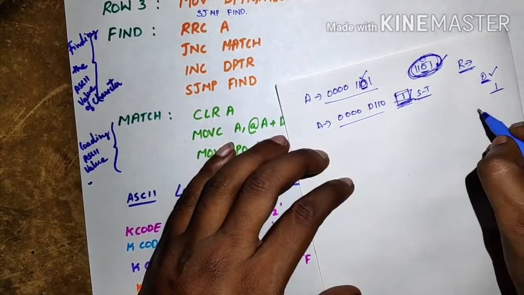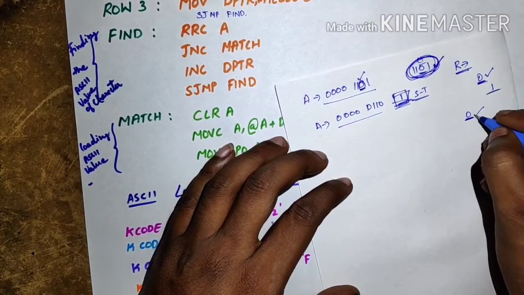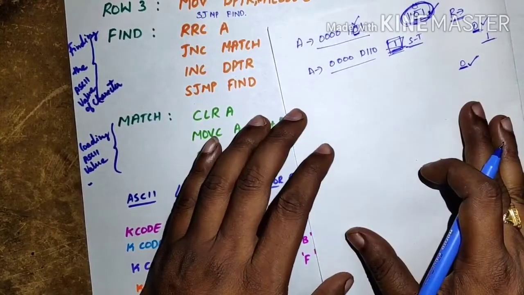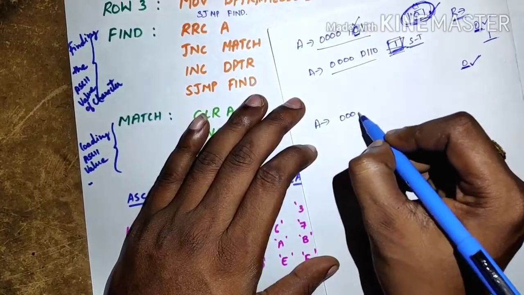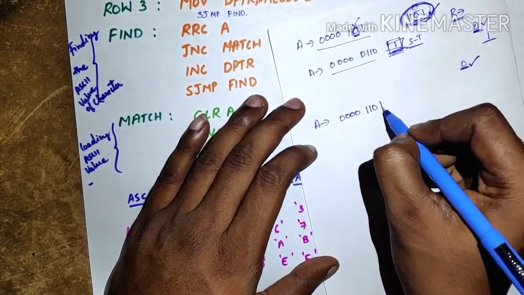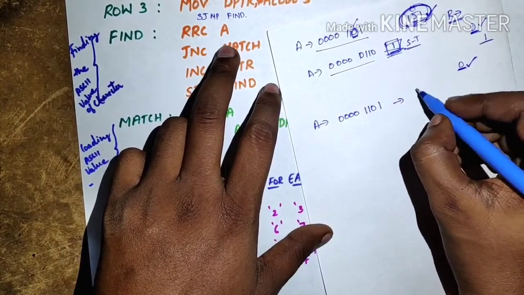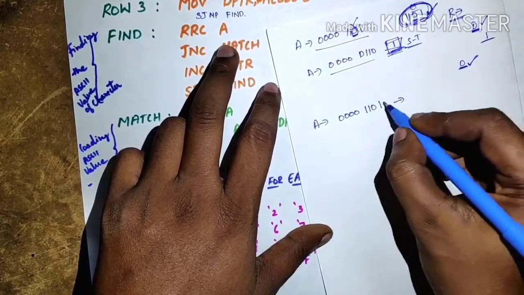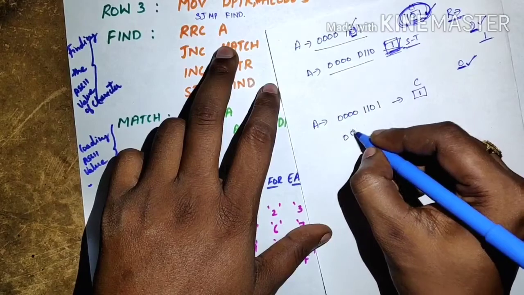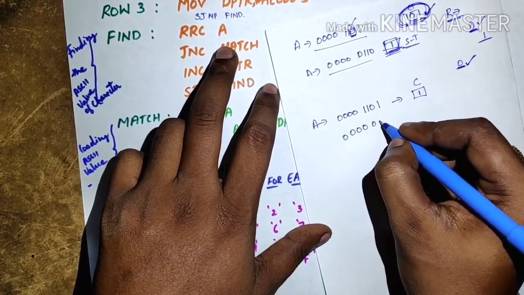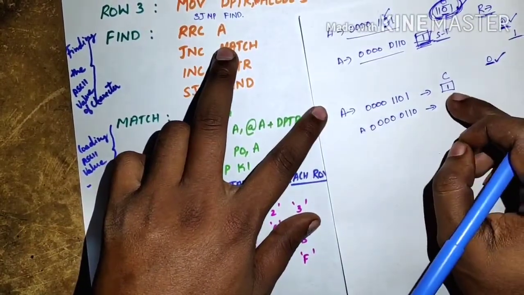So whenever we are getting 0, the key belongs to that column. That's why we are moving the accumulator value. Initially the accumulator value is 1101. So rotate accumulator right with carry. What will happen is this one will go to carry. After execution, 0 0 0 0 0 1 1 0 will be the accumulator value. So we are getting a carry.